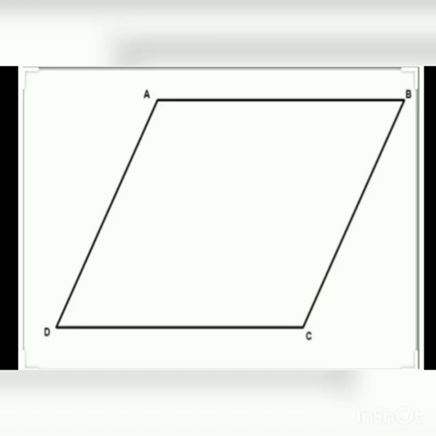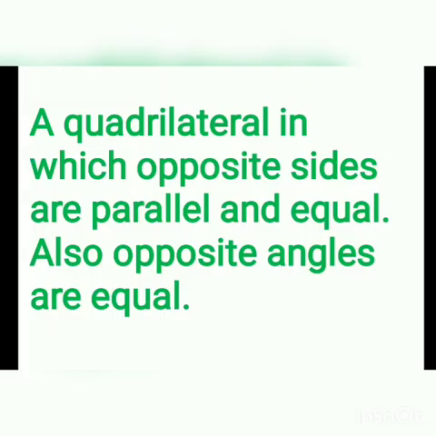That means in a quadrilateral, if opposite sides are parallel, then that is known as a parallelogram. AB is parallel to CD, and AD is parallel to BC. So a quadrilateral in which opposite sides are parallel and equal, and also opposite angles are equal. So what are the features of a parallelogram? Opposite sides will be parallel and equal, and also opposite angles are equal. These are the features of a parallelogram.